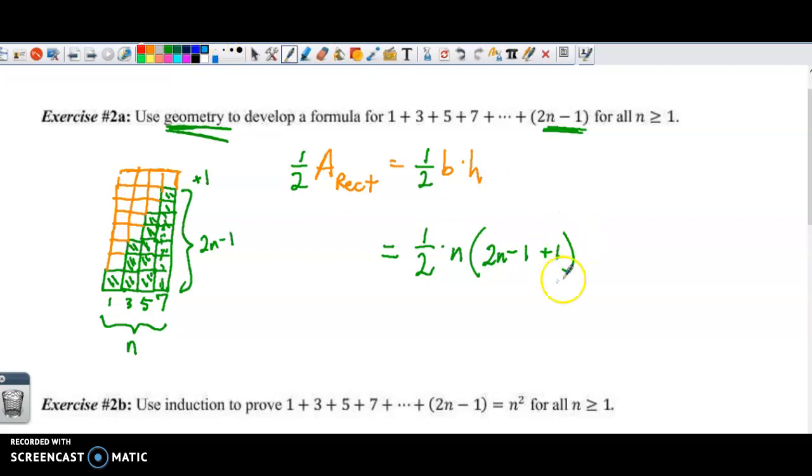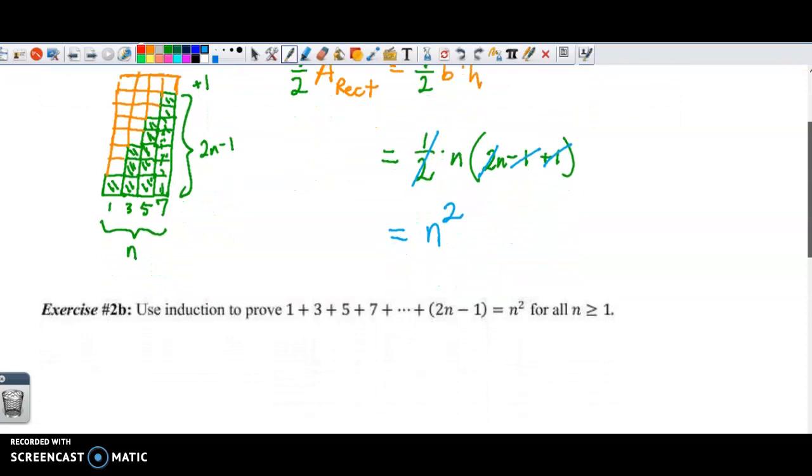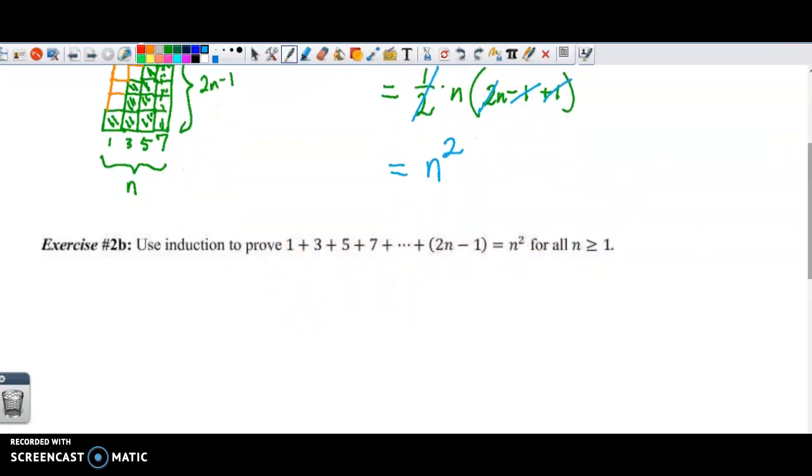And I think you can tell that these 1's will cancel. The half and the 2 will cancel. So the sum of odd integers, which is what's happening here, is actually equal to square numbers, n squared. And if you didn't know that, we have the equation right here. And now what I want you to do is prove that that's true. And that's using mathematical induction.